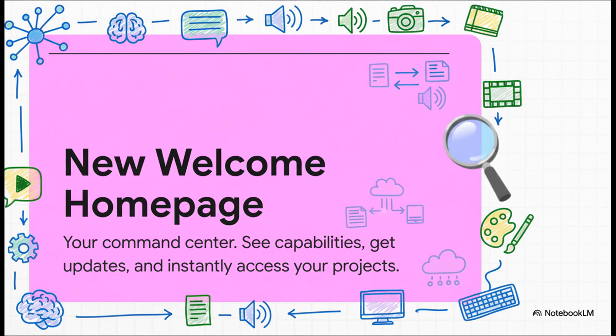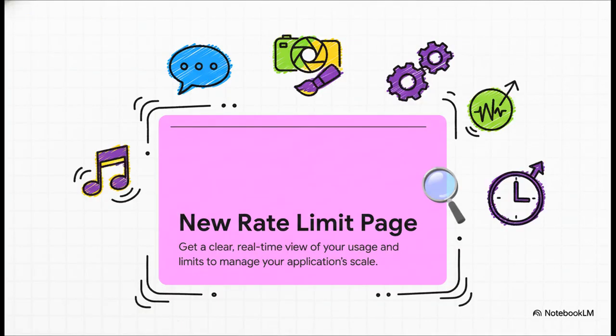No digging around required. And listen, for anyone building a real-world app, this is huge. There's a new rate limit page. It gives you a crystal clear, real-time view of your API usage. So no more flying blind, no more guessing, and no more hitting those surprise caps right when you're launching something. You can actually manage your scale and your costs with confidence.